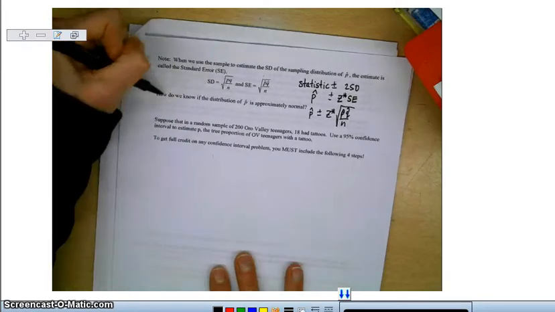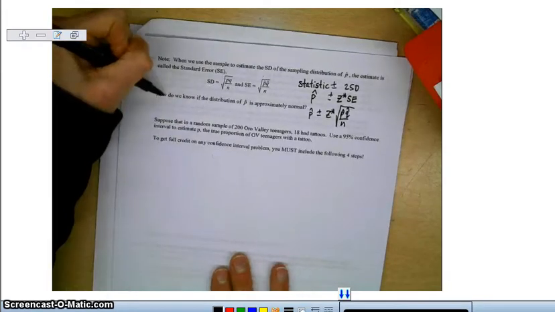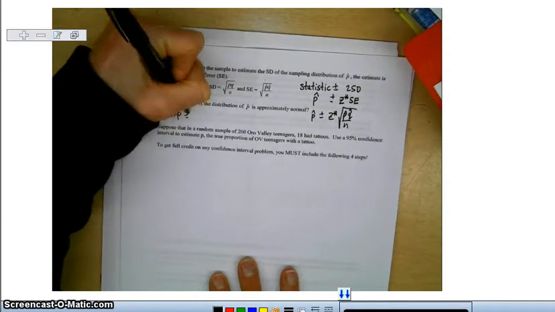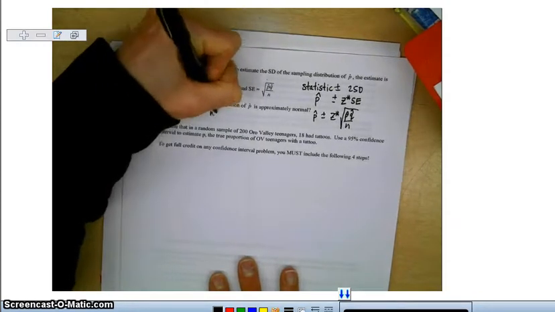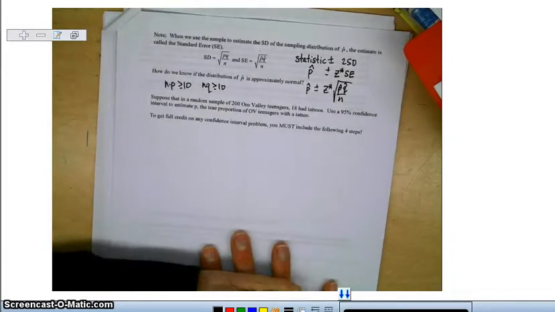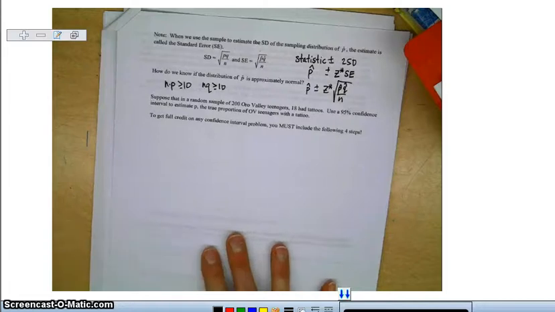So how do we know if the distribution of p hat is approximately normal? We take n times p, and that has to be greater than or equal to 10. And n times q has to be greater than or equal to 10. And there are other conditions that we have to check. For example, it has to be a random sample and less than 10%. So we're now going to look at our first confidence interval example.